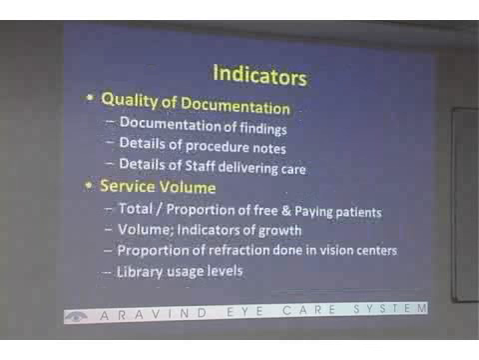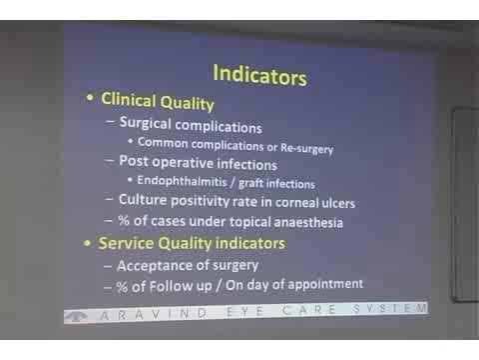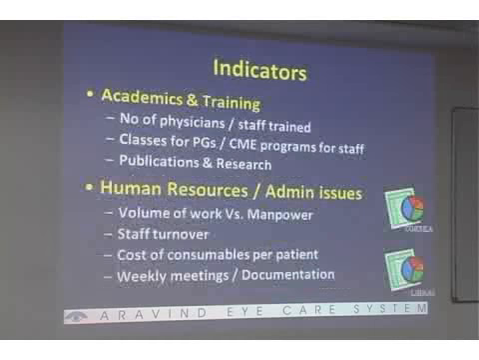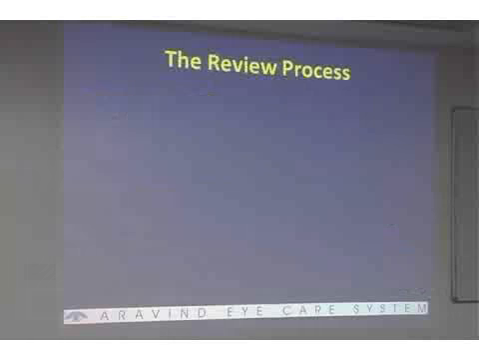Just to give you an idea about the indicators, for example, in the quality of documentation, we look at the documentation findings, details of the procedure notes. Mr. Junaid was asking about how they document all that. Then the details of staff delivering the care, the service volume, the clinical quality, whatever we saw recently, and the service quality, mainly the acceptance. Academics is the number of physicians and staff trained, classes taken for the postgraduates, CMEs. Human resource: the turnover rate, the attrition you were asking about. All the details are also taken here.